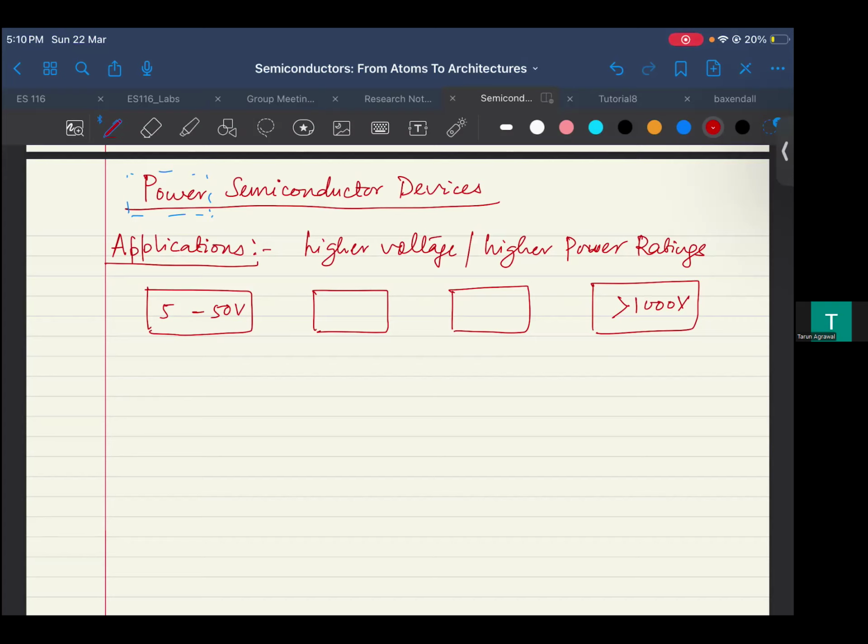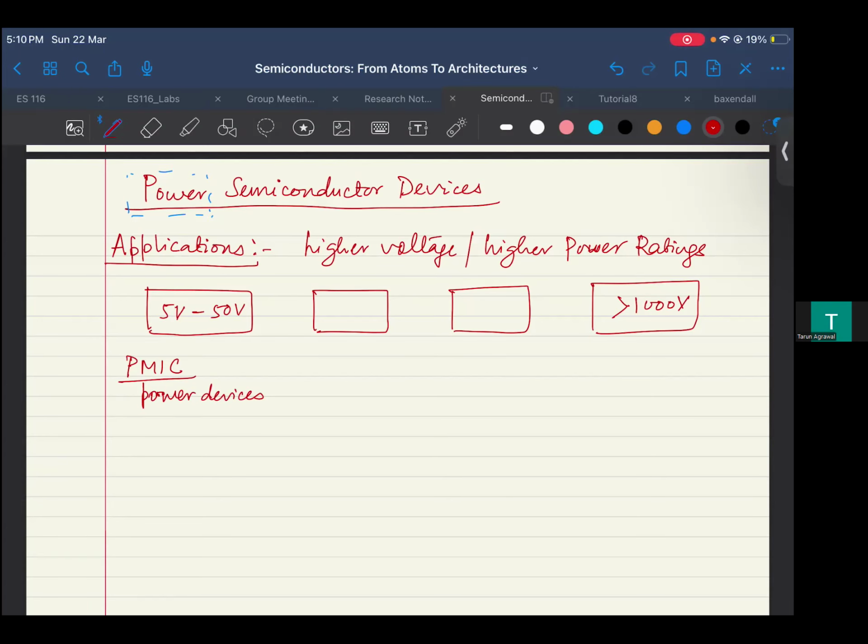For example, if I am looking at lower voltages, let's say 5 volts to 50 volts, even at 5 volts you see power devices in your laptop. There is something called a PMIC, or power management IC, which uses MOSFETs, which are power devices in themselves. And we'll see what kind of architecture that can be.